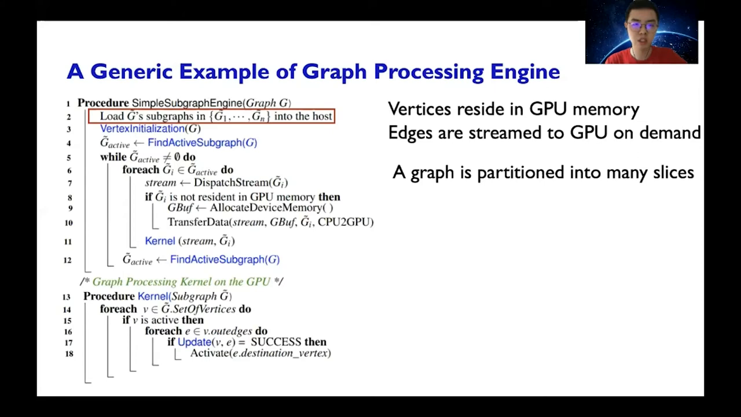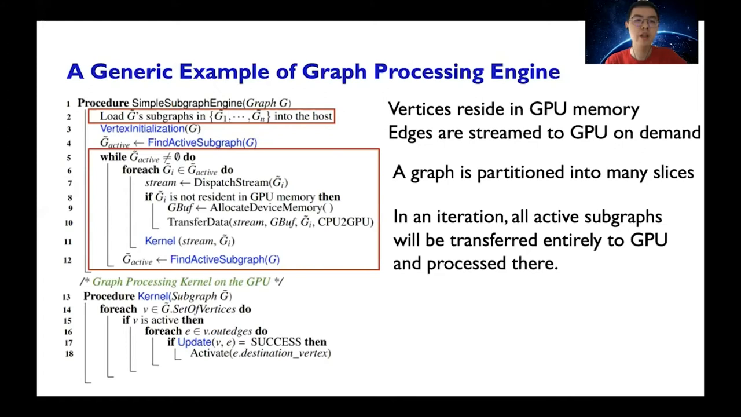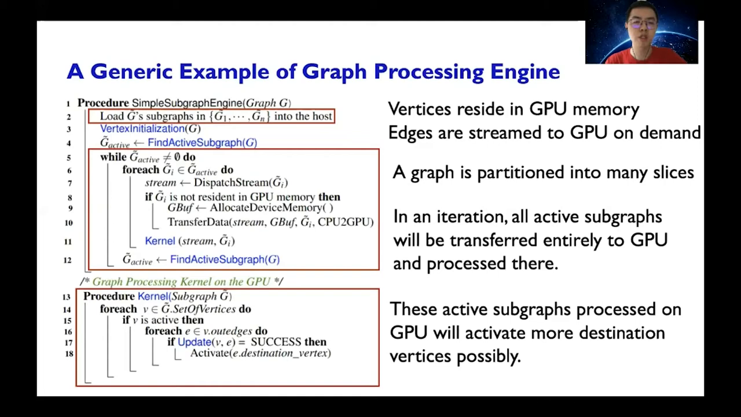This is a typical example of the graph processing engine used in existing solutions. Function calls in blue are executed on GPU. Due to the limited GPU memory, a graph G is first divided into subgraphs. During the graph processing, the vertex data of G always resides in GPU memory, but the edge data of G, which are separately spread across these subgraphs, will be streamed to the GPU on demand. At each iteration, all active vertices are processed. If the outgoing edges are not in GPU, their containing active subgraphs are transferred to GPU in their entirety. Afterward, these active vertices will be processed on GPU to possibly activate more destination vertices.